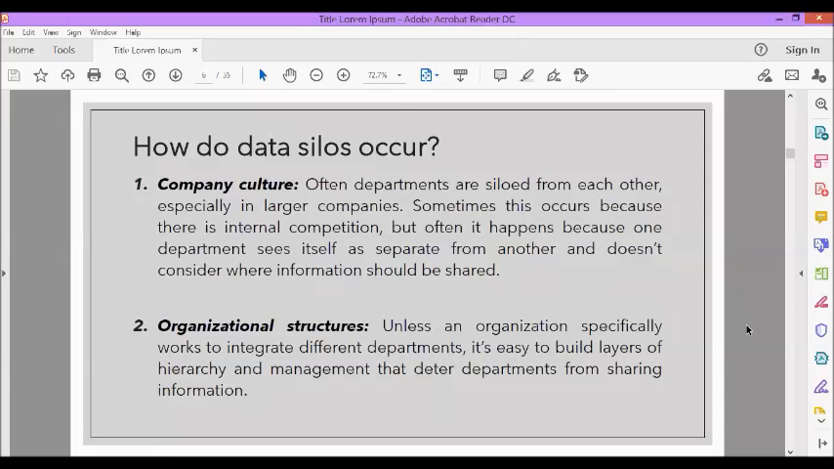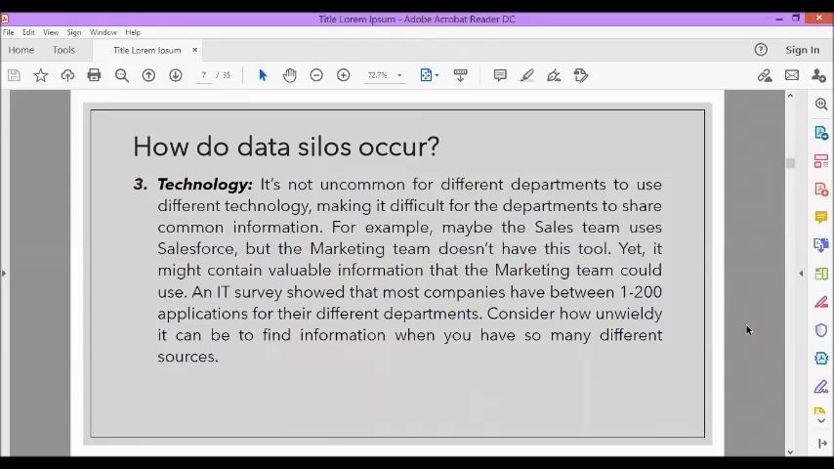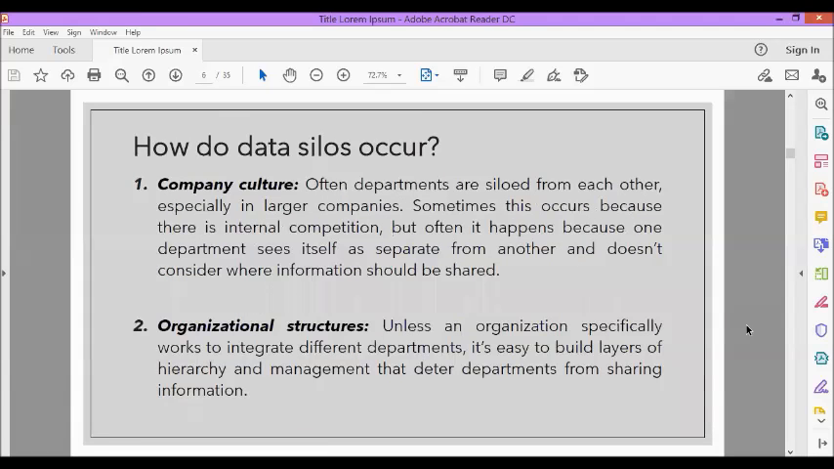So data silos happen for three common reasons. We have company culture, organizational structures, and technology. For company culture, often departments are siloed from each other, especially in larger companies. Sometimes this occurs because there is internal competition, but often it happens because one department sees itself as separate from another and doesn't consider where information should be shared.